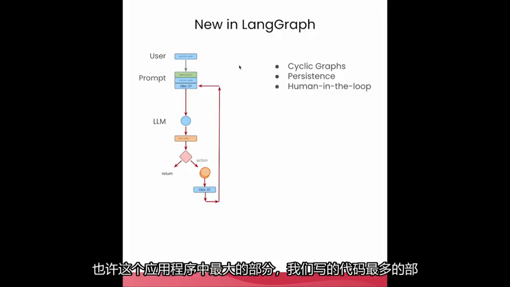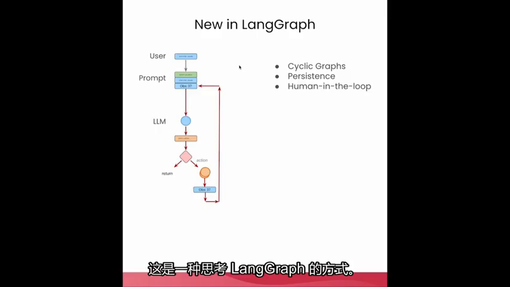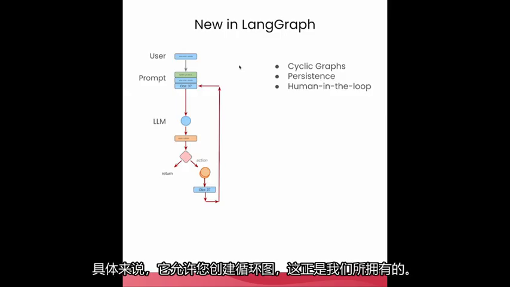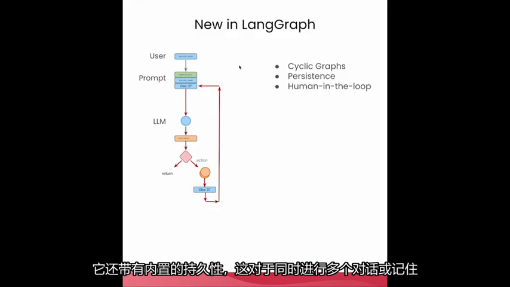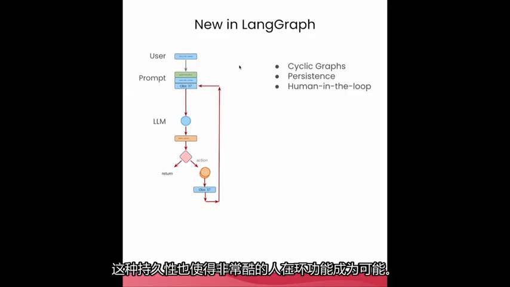Maybe the biggest part of this application, the most code that we wrote, was this function that would loop. And that's represented by all these arrows here. And that's one way to think about LangGraph. LangGraph helps you describe and orchestrate that control flow. Specifically, it allows you to create cyclic graphs, which is exactly what we have here. It also comes with built-in persistence. And this is really nice for having multiple conversations at the same time or remembering previous iterations and actions. This persistence also enables really cool human-in-the-loop features.